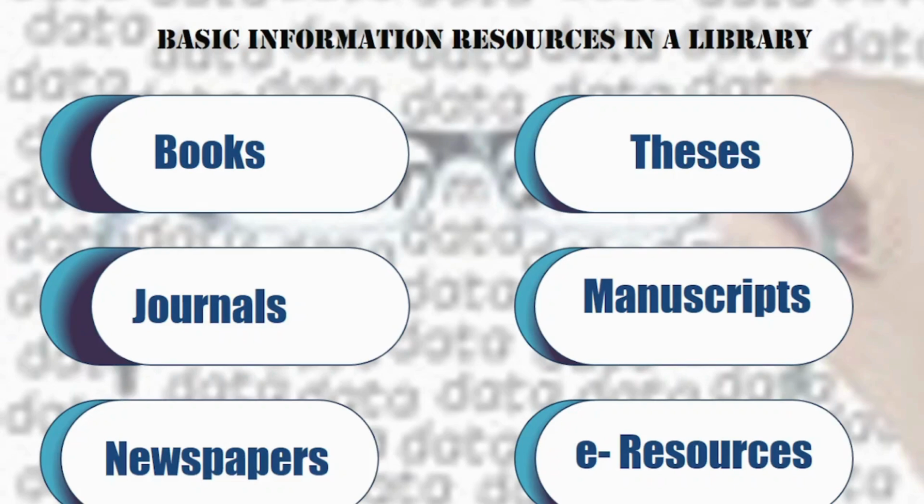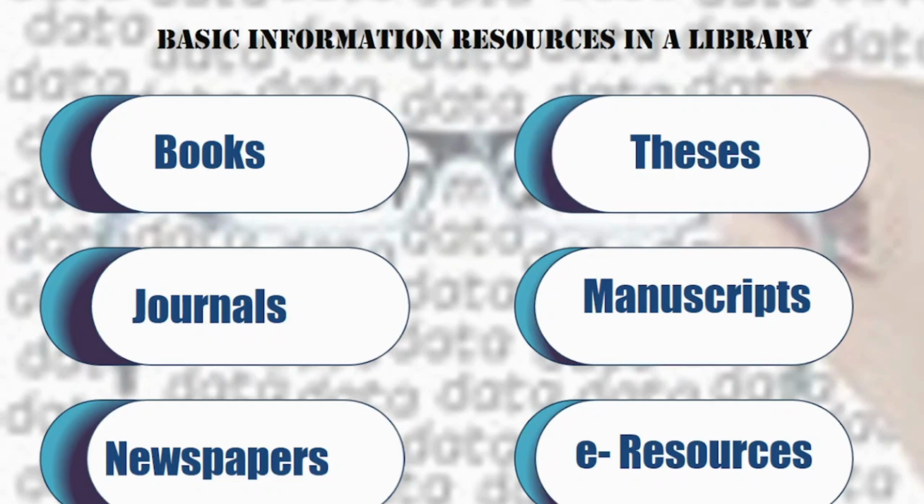Third one is newspapers. You know what a newspaper is. It carries the most current information. Next one is thesis. A thesis is the research output of generally MPhil or PhD scholars. Their research findings or research observations are published in the form of a thesis.